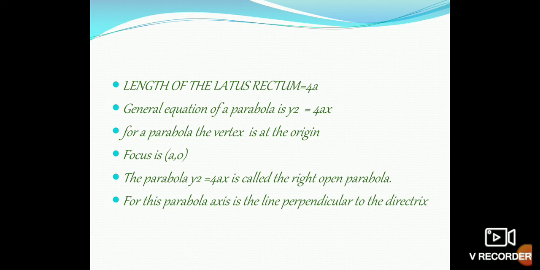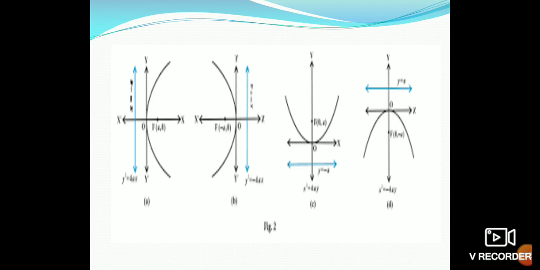For any type of parabola, the length of the latus rectum is equal to 4a. Actually, I have 4 types of parabola: right open, left open, upward open, downward open. Right open parabola is y square is equal to 4ax. Left open parabola is y square is equal to minus 4ax. See the types I have given. This is left open and this is right open, upward open and downward open. The formulas are given here, and the corresponding focus and directrix I have given.